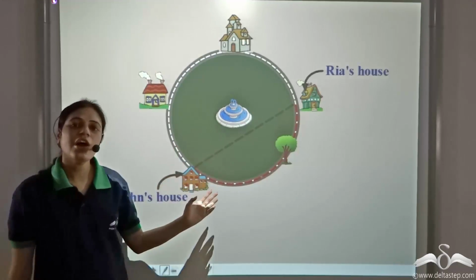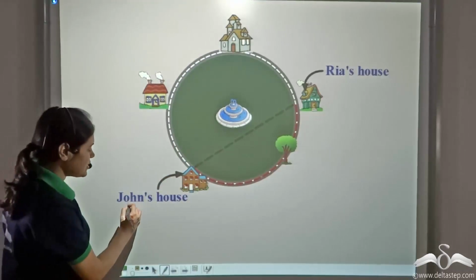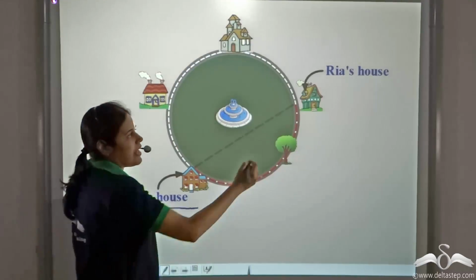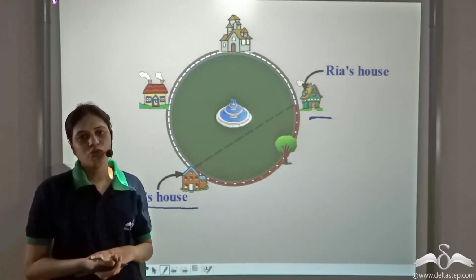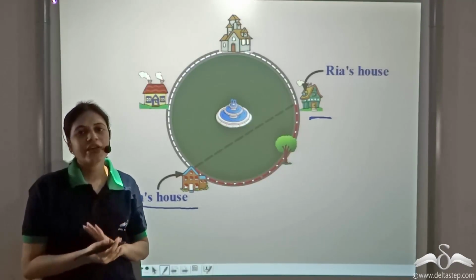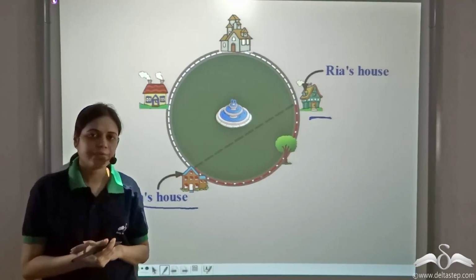This is a circular housing complex. This is John's house and this is Ria's house. Now John wants to go to Ria's house. So there are three paths which he can take.